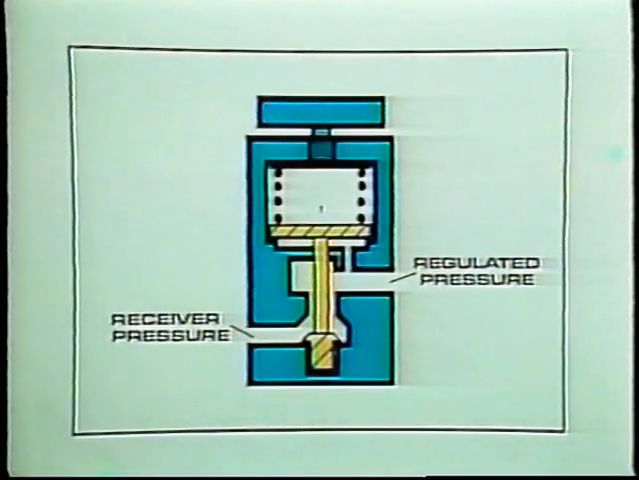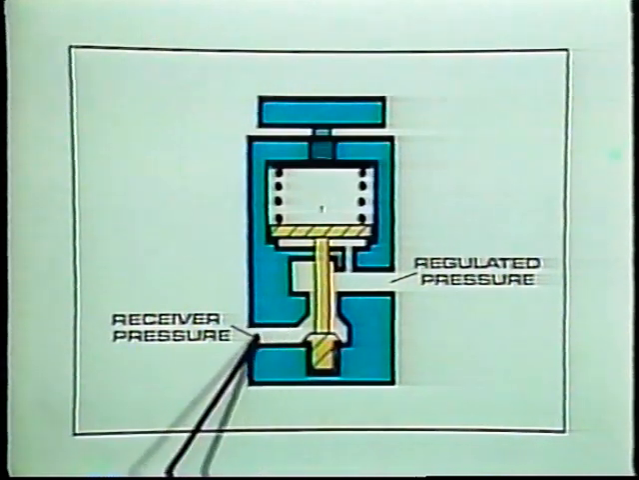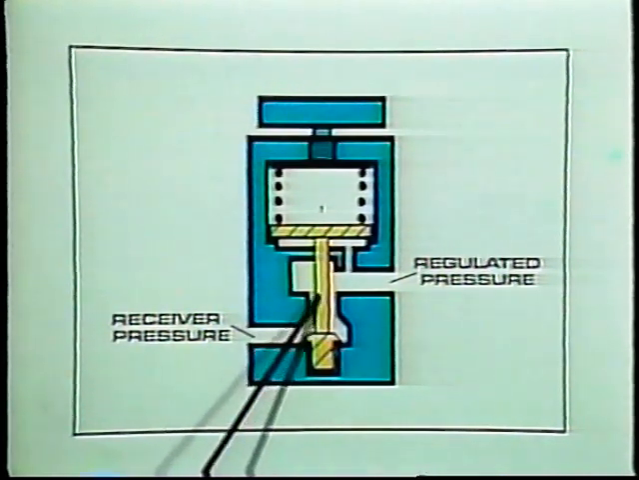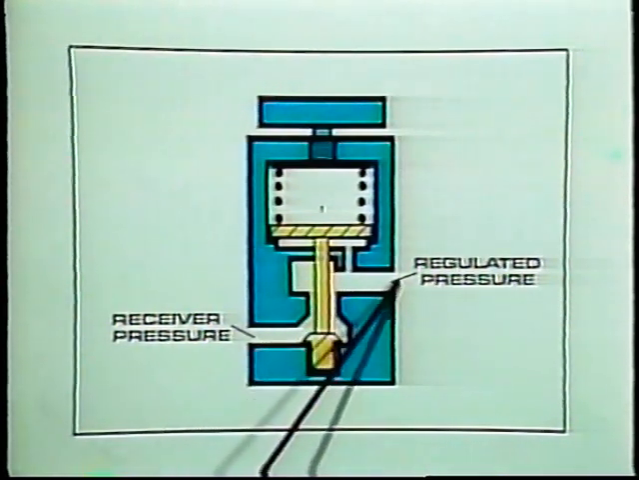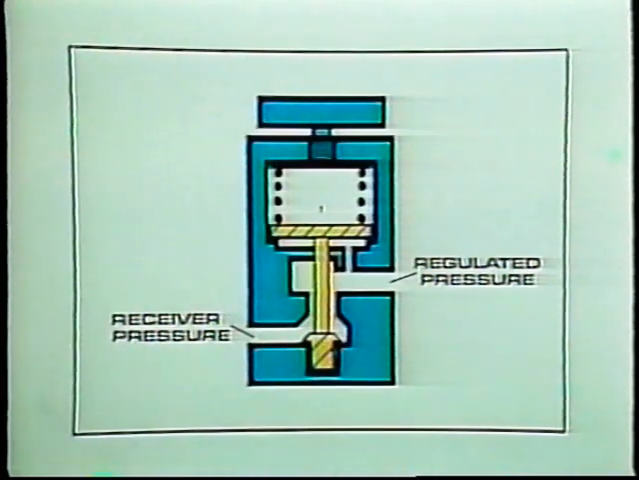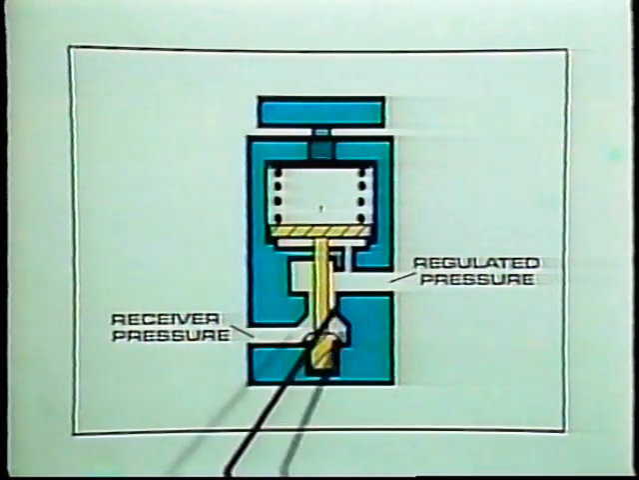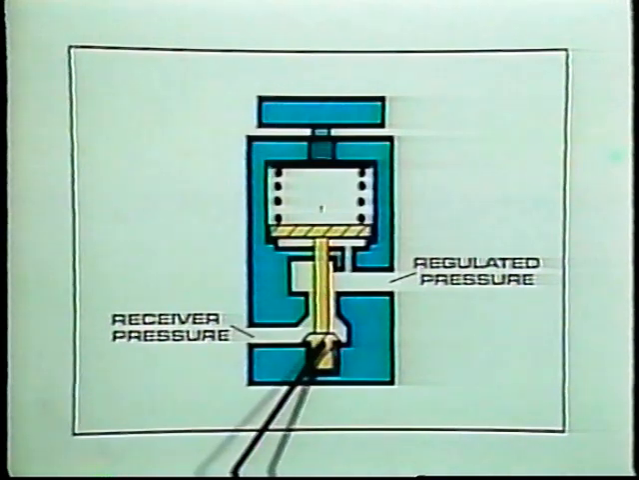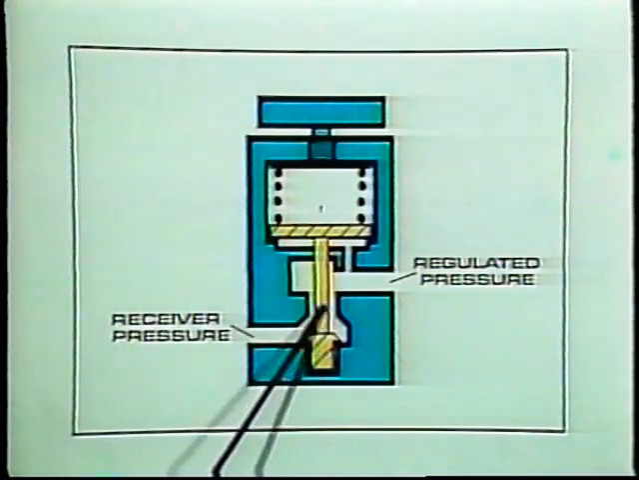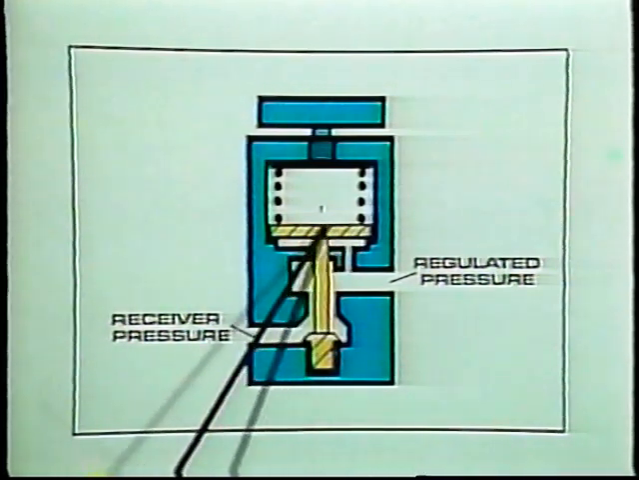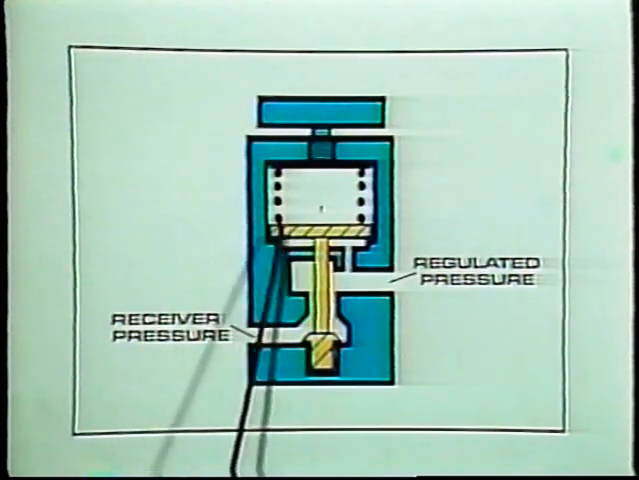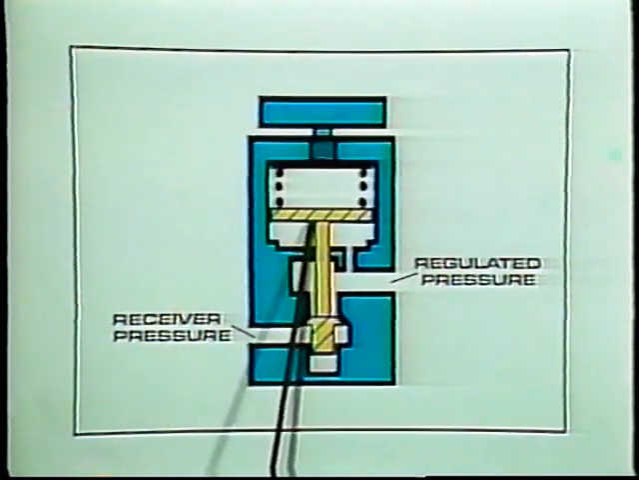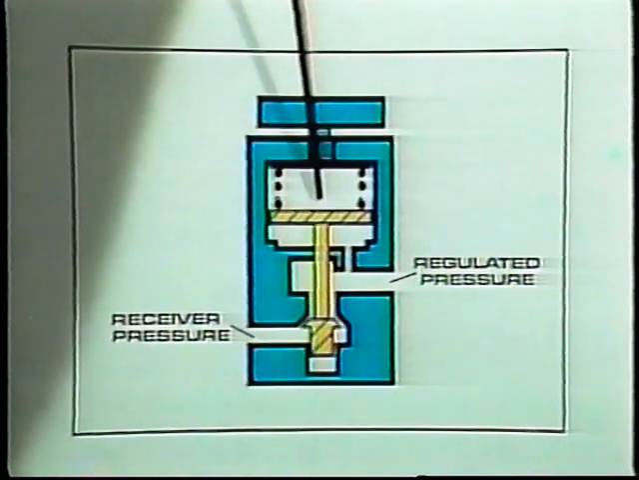Here you can see the internal parts of the regulator. The primary port here, and this passage through the valve body that leads to the outlet. Flow through the valve is interrupted by this poppet here. This rod connects the poppet to this piston. So when the piston moves up or down, so will the poppet.